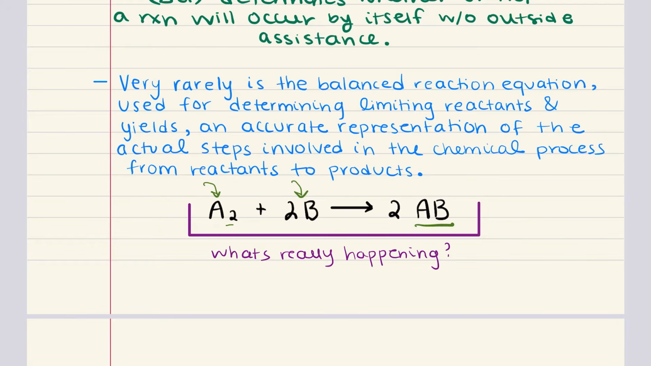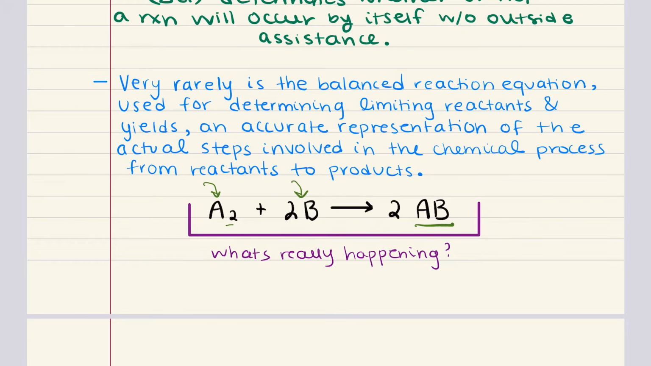This balanced chemical equation provides a macroscopic view of the overall reaction, but it does not detail the step-by-step process by which these reactants actually transform into products. Balanced equations are useful for determining things like stoichiometry, limiting and excess reactants, and theoretical yields, like we've discussed in the previous chapters.